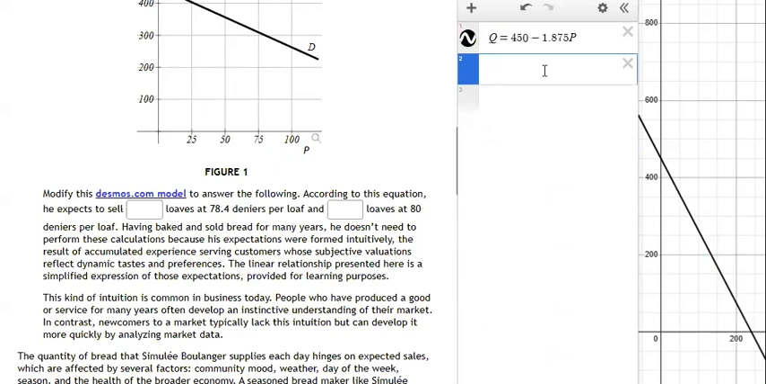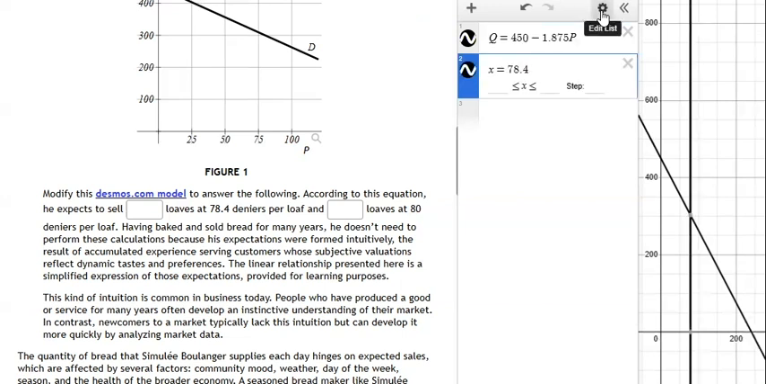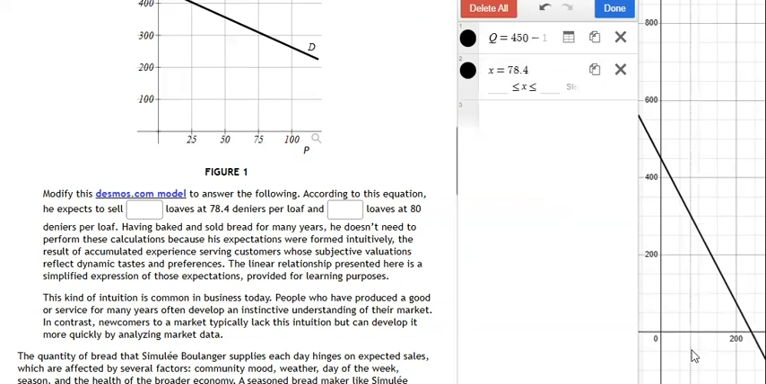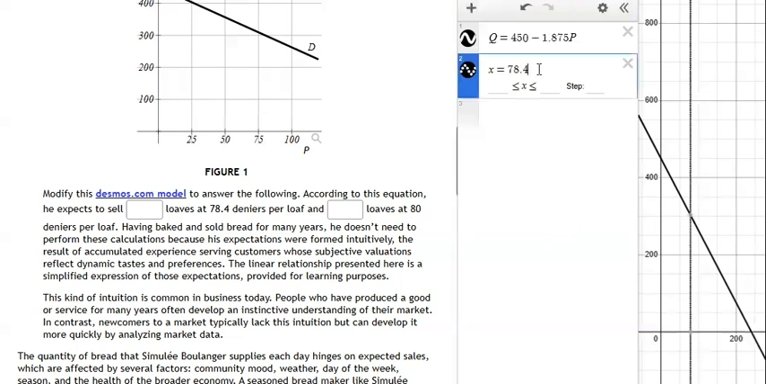And in this model, P is on the x-axis. Q is on the y-axis. In the past, we've done models where the two have been flipped, but P here is the x-axis. So I'm going to type X equal to 78.4 deniers. I'm going to modify this line, dotted, and the thickness is 1, and the transparency is, I don't know, 0.4. That makes it gray. And you can see this dashed line going up. I'm going to click on it right here, and then you'll see there's a gray dot there.